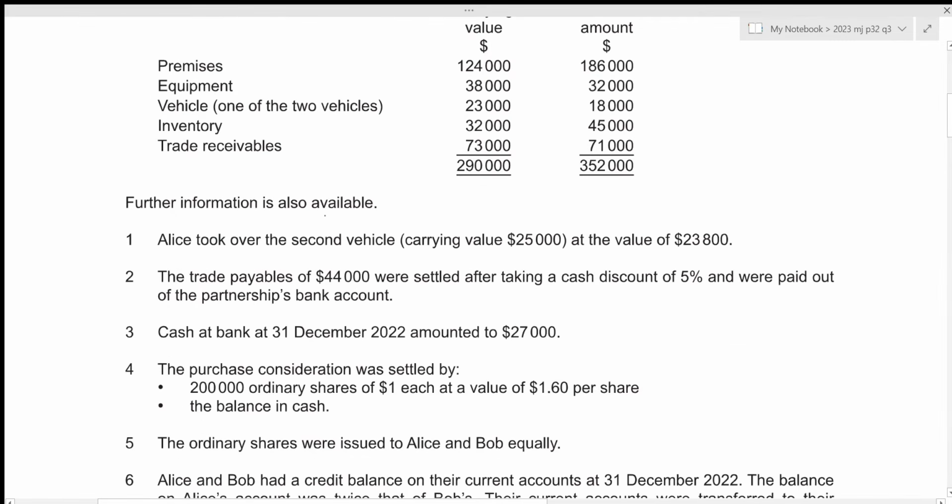Further information is also available. Alice took over the second vehicle, which had a carrying value of 25,000 at the value of 23,800. So this is the value that Alice paid in order to get this vehicle, which is valued at 25,000 in our statement of financial position.